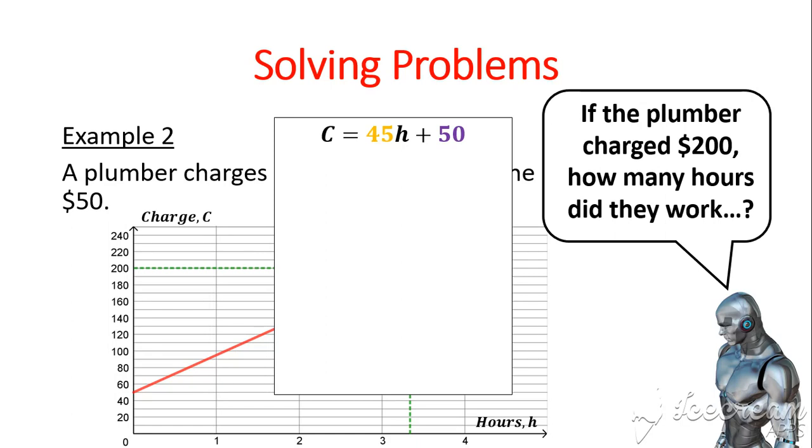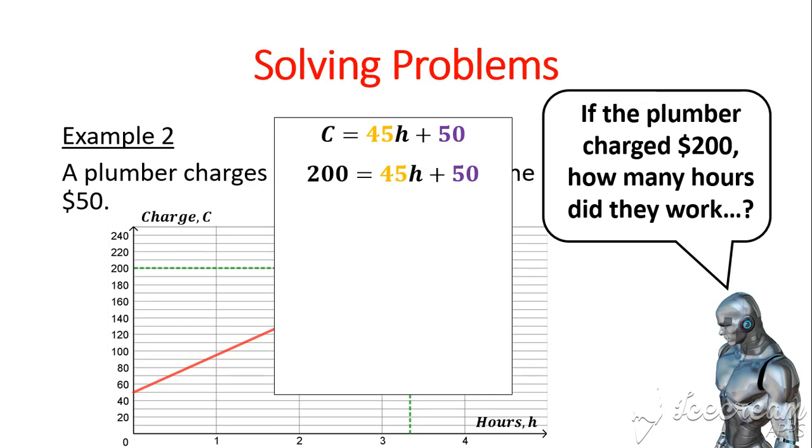Now we've already worked out that the charge is equal to 45 times h plus 50. So what we're going to do is take 200, which is the charge, how much they've charged us, and substitute that in for c. So we're going to have a statement which says 200 is equal to 45h plus 50. Now this is just an algebra equation that we have to solve for h to work out how many hours they worked.